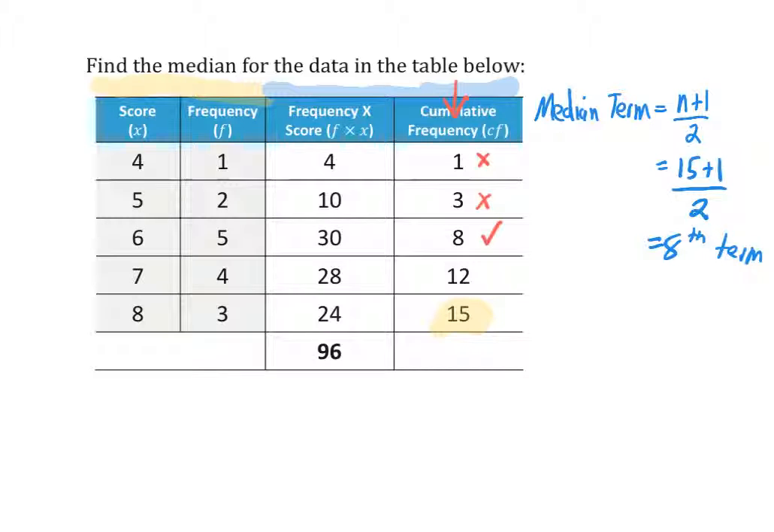And then we need to have a look and see what score corresponds to that line. So tracing it back, it's a score of 6. So the median is equal to 6.